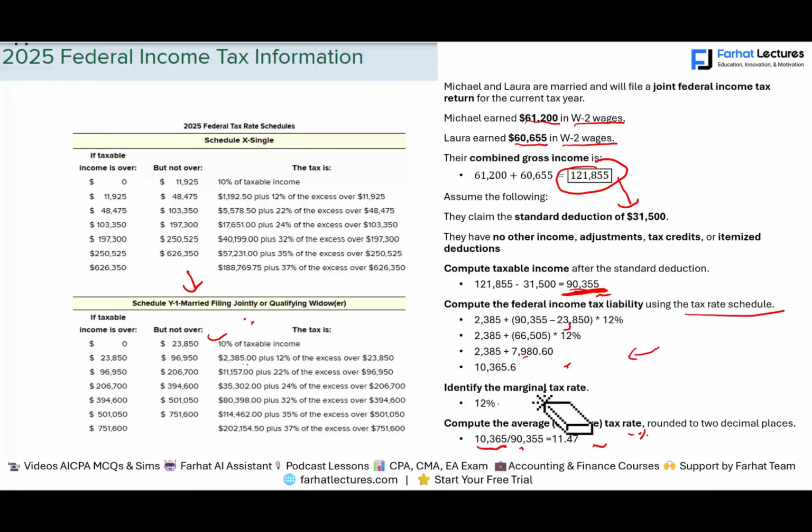So make sure you know how to compute taxable income. This is easy, taxable income. How to compute the liability, how to figure out the marginal tax rate. That's the highest tax rate that they're paying. And the average would always be less than the marginal tax rate.